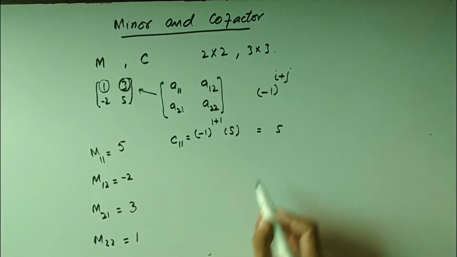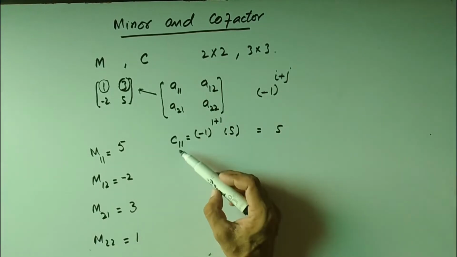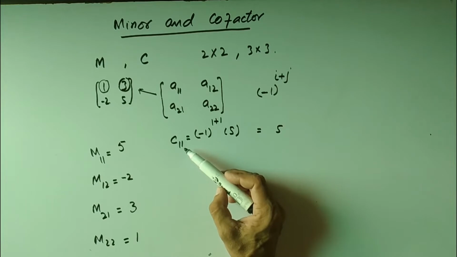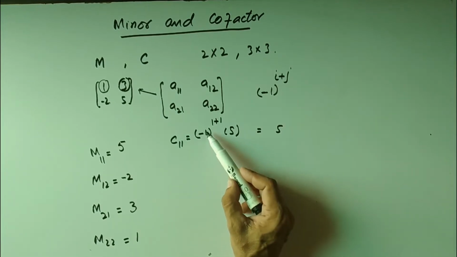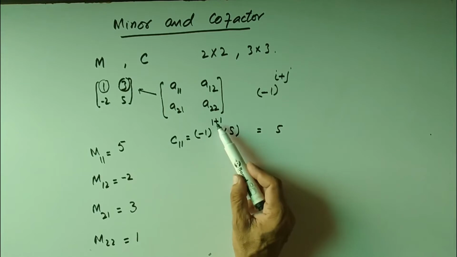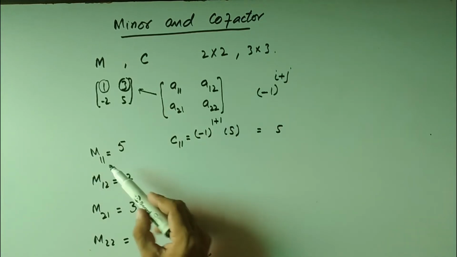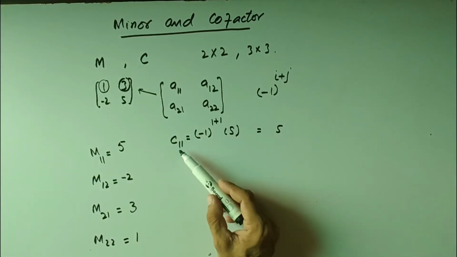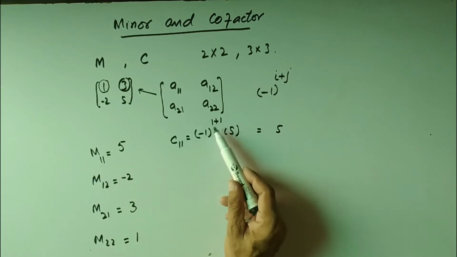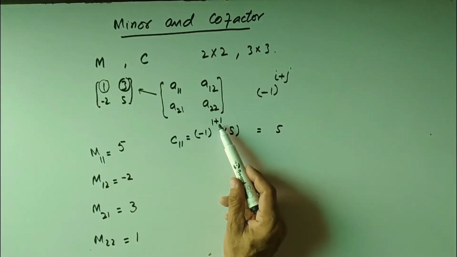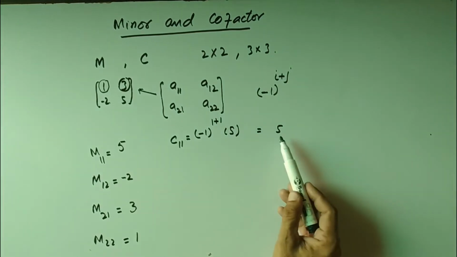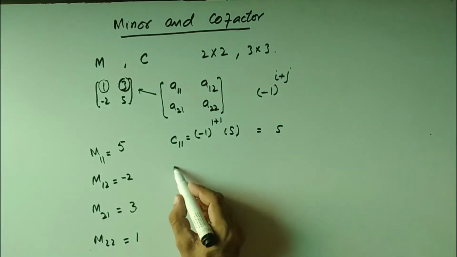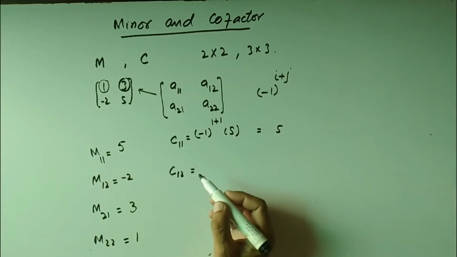क्या करेंगे हम कोफैक्टर के अंदर, इसके अंदर माइनस 1 जो है वो स्टैंडर्ड फॉर्म है, और i और j इन दोनों को ऐड करेंगे. i j का मतलब ये है रो और कॉलम, तो पहली रो और पहला कॉलम है, जैसा कि माइनर के अंदर लिखा हुआ है. इनको हमने ऐड किया तो ये 2 हो गया, और जो इवन नंबर होता है वो पॉजिटिव में आ जाता है, तो 5 आंसर आ गया. इसी तरह से हम C12 निकालेंगे.